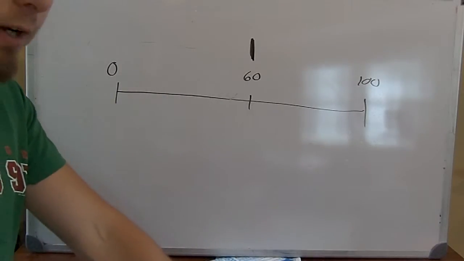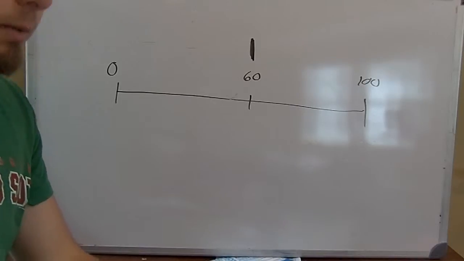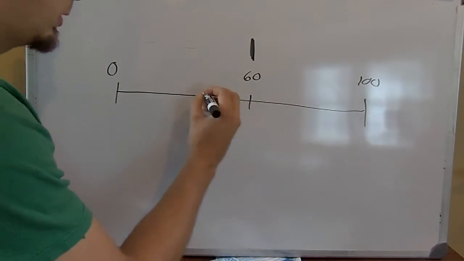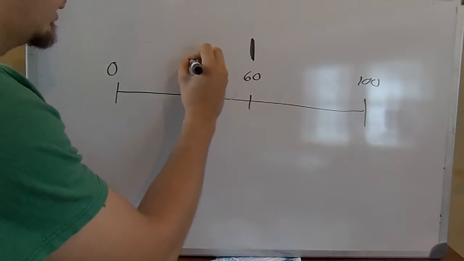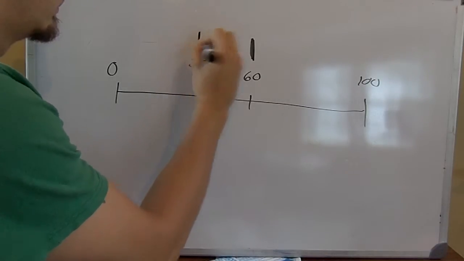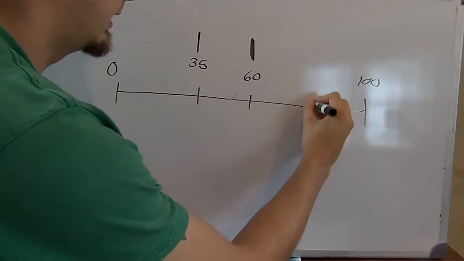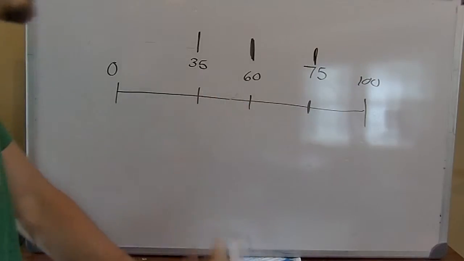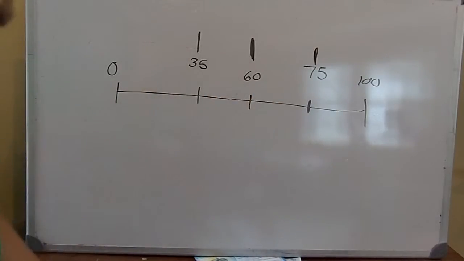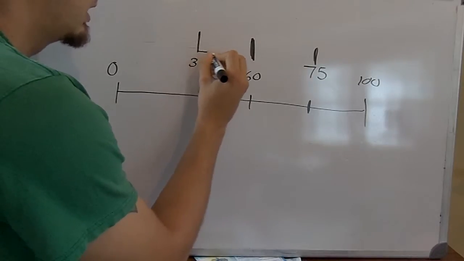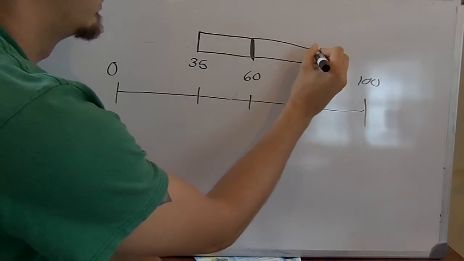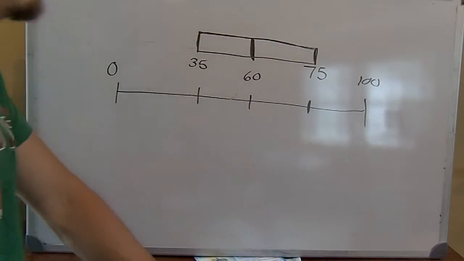At this point, you want to find your lower and upper quartiles because we're looking to find the interquartile range. Let's say that your lower quartile ended up being at 35, and your upper quartile ended up being at, let's say, 75. So you make a line above the median, the lower, and the upper quartiles, and then you connect those lines and you create a box. So there's the box part of the box and whisker plot.